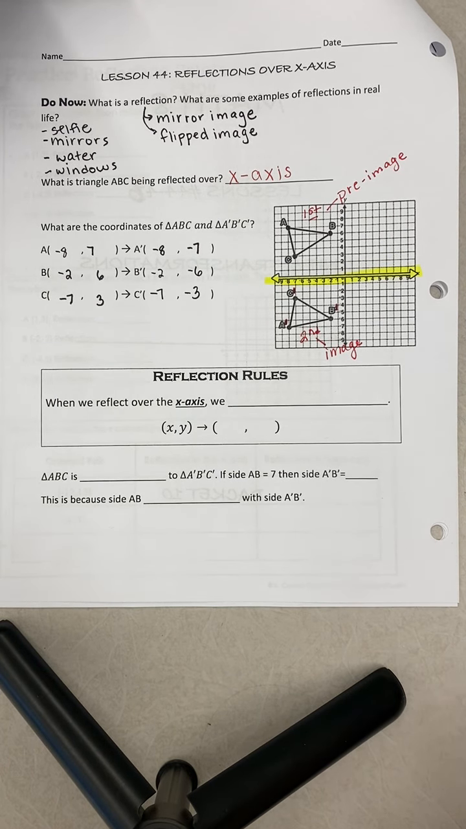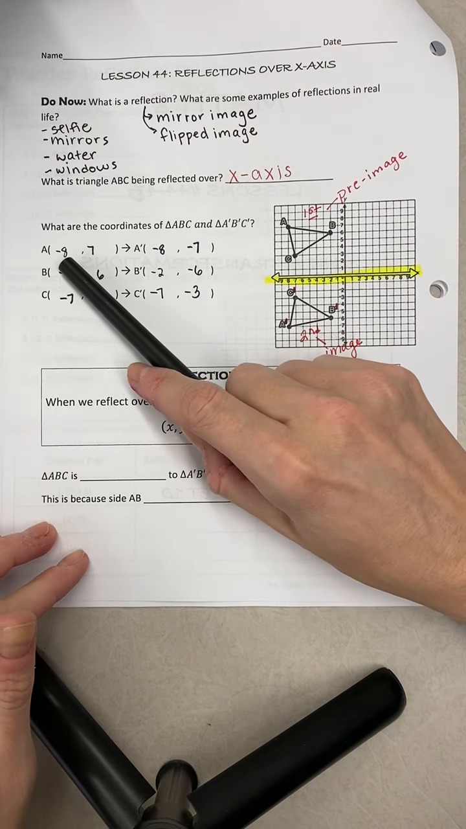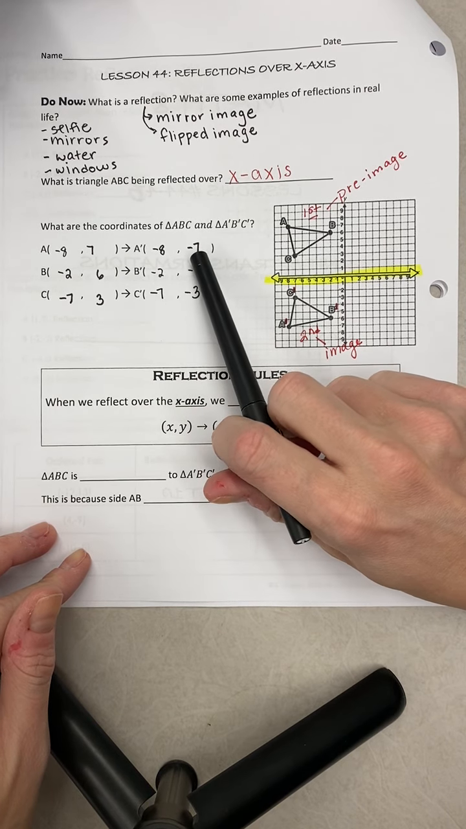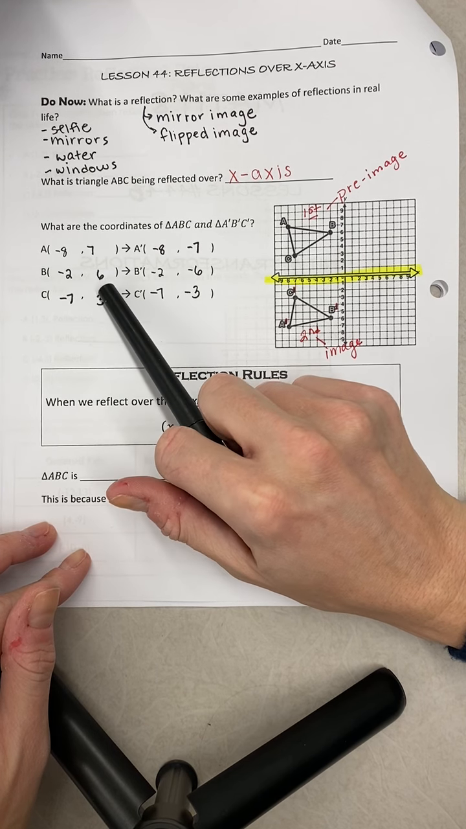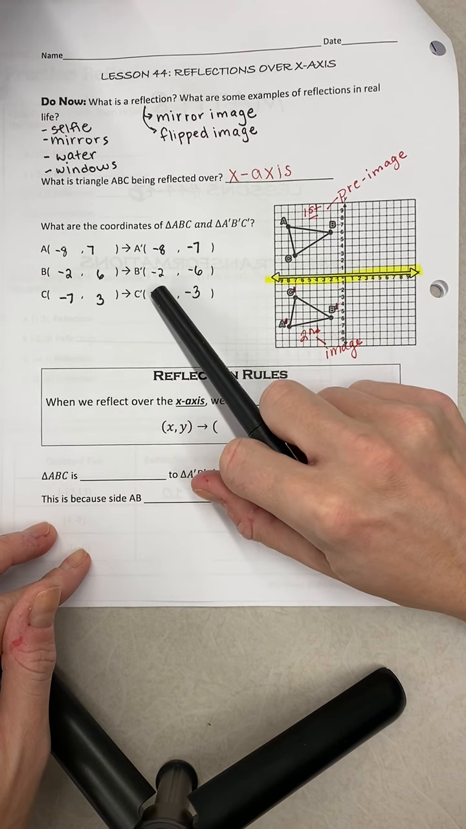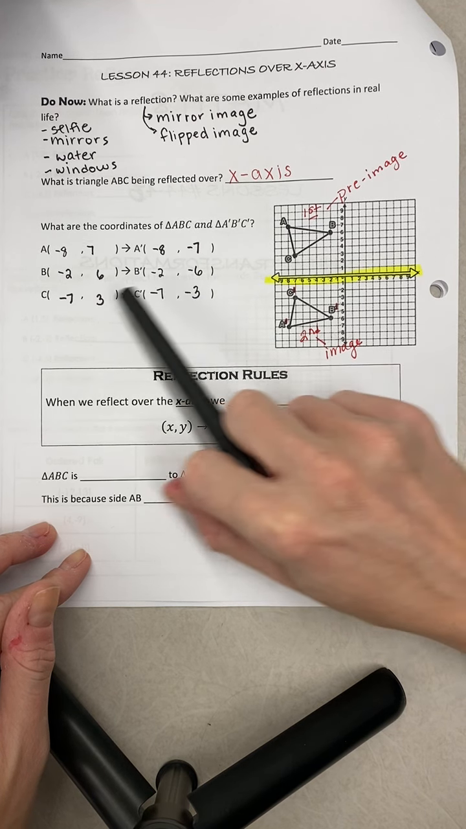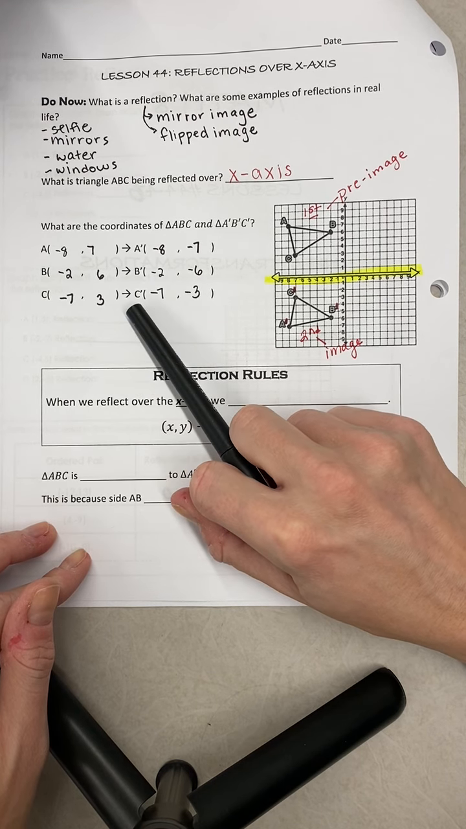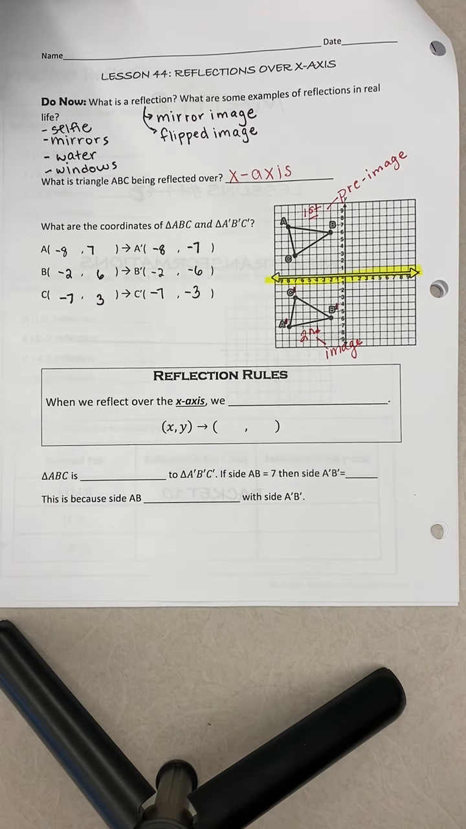So taking a look at these coordinates, what do we notice? Well, A is -8, 7. A prime is -8, -7. B is -2, 6. B prime is -2, -6. C is -7, 3. C prime is -7, -3. What do we notice here about these?